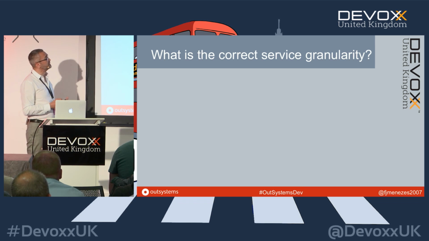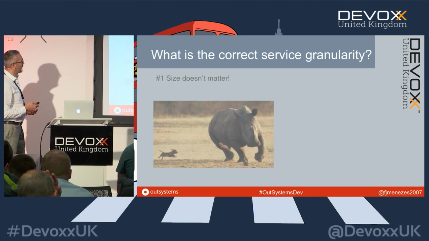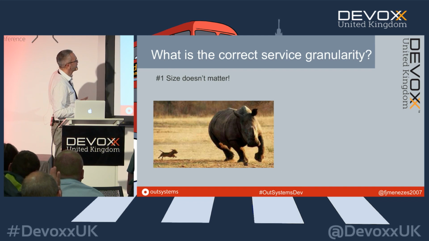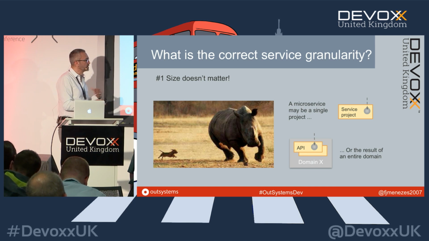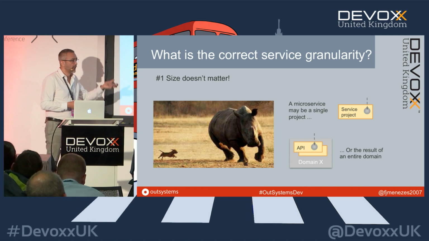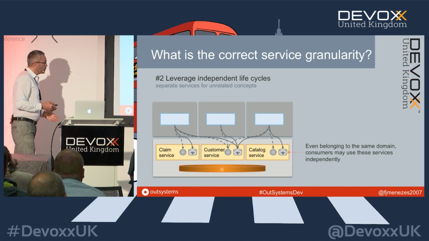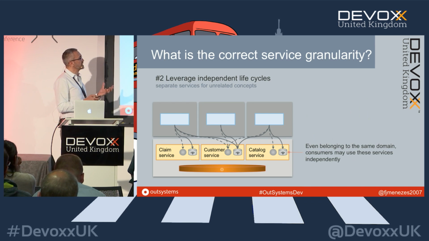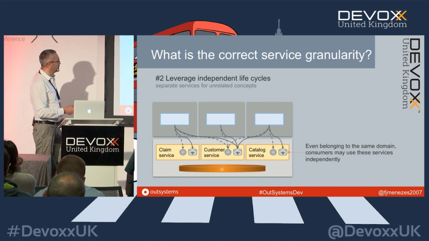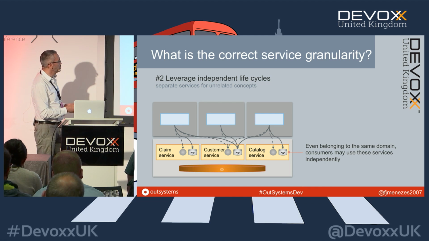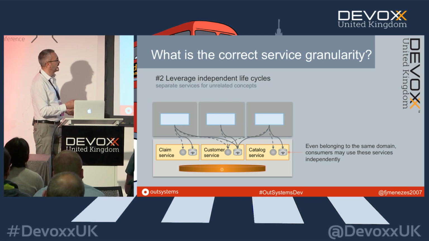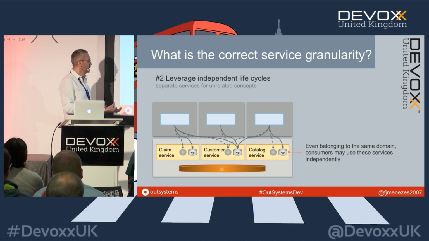Now, what is the correct service granularity? Well, as you know, in microservices, size doesn't matter, right? So you can have a simple service project, or you can have the result of an entire domain exposing an API. The second criterion is that you should leverage independent lifecycle. So even though all these services belong to the same domain, you might have consumers using them independently, and they don't have too many dependencies, so you are actually exposing different APIs, and they are perceived as different microservices, even though they are sharing the same database, right?